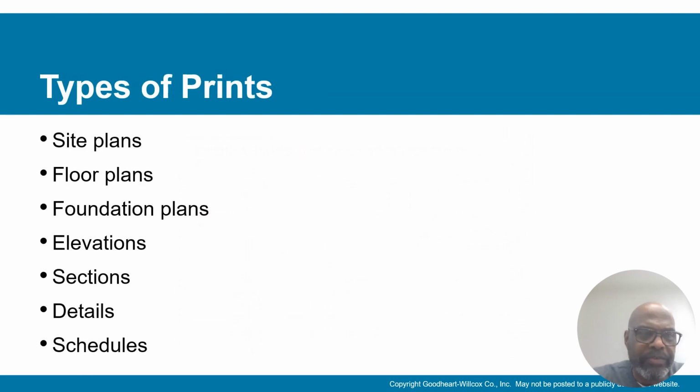Again, the type of prints you would find: site plans, floor plans, and here what you see on this print, but they are all different. And I'm going to explain each one of these as we go through.